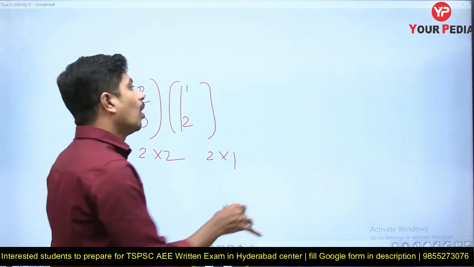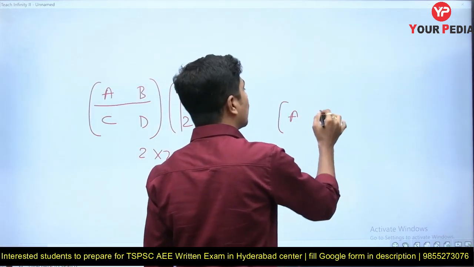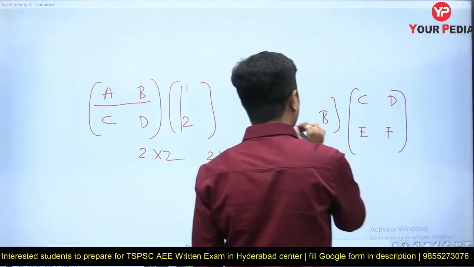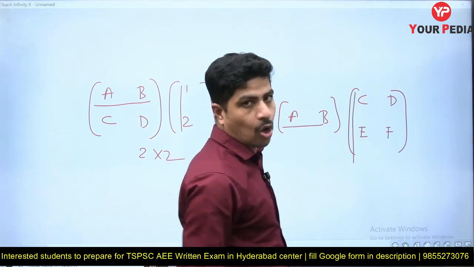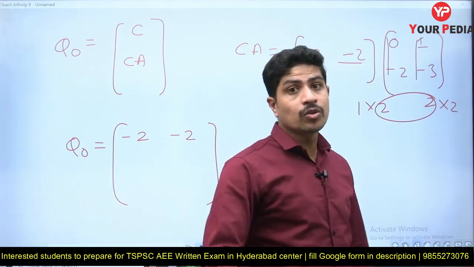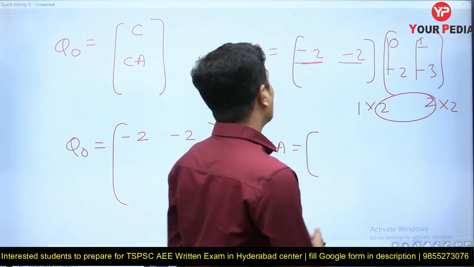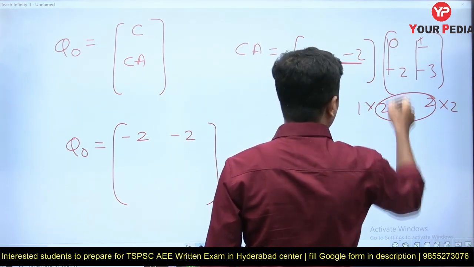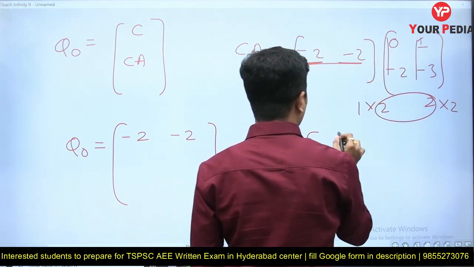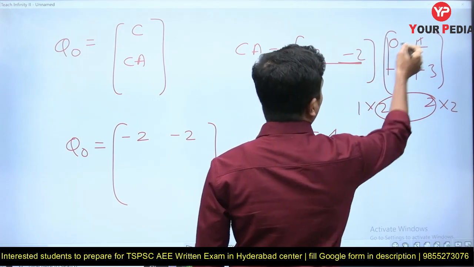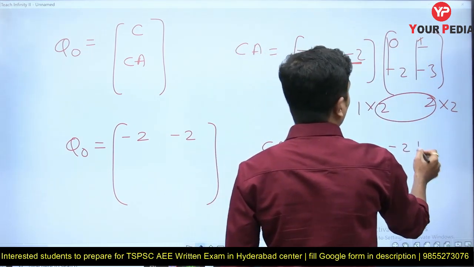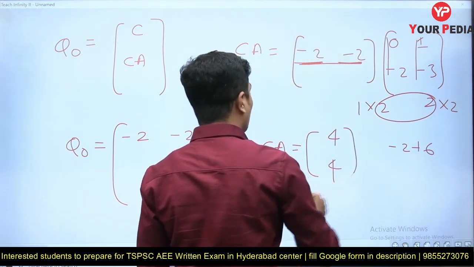Now we have A, B and C, D, E, F. This entire row, we have to multiply with the entire column. Please do this carefully. These things may confuse you in the examination, you may lose the marks. Now for our problem, minus 2 into 0 is 0, minus 2 into minus 2 is how much? 4. Again, minus 2 into 1 is minus 2, minus 2 into minus 3 is plus 6. Minus 2 plus 6 is 4.